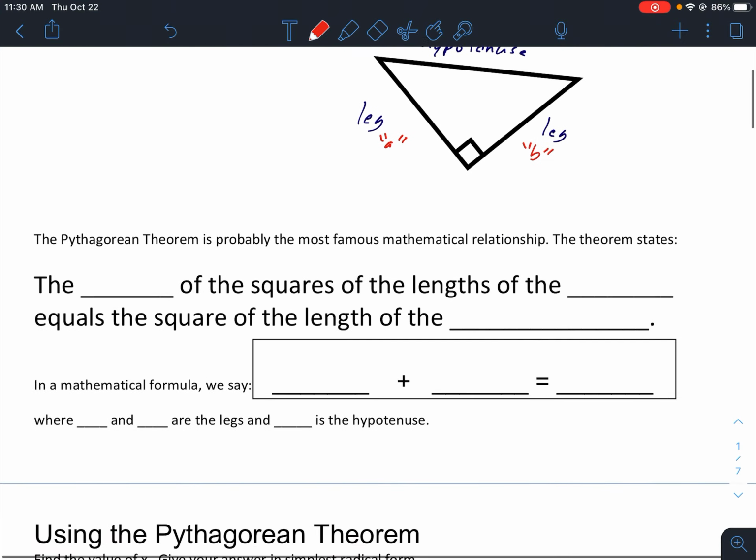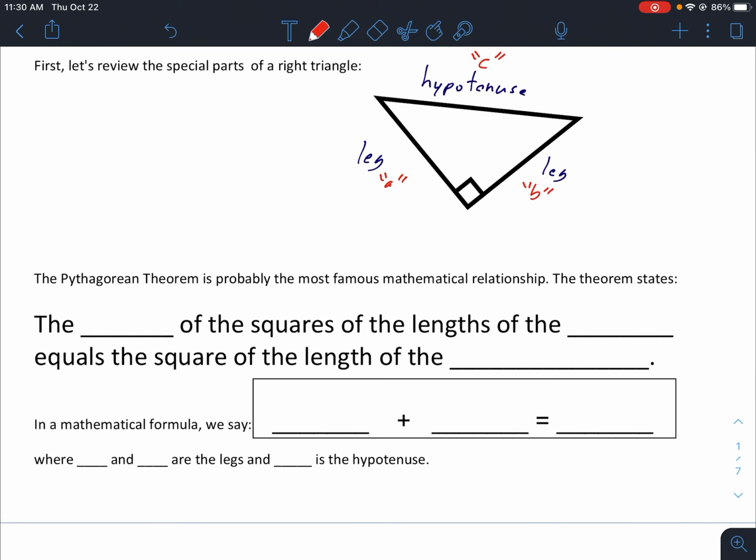The Pythagorean theorem is probably the most famous mathematical relationship. The theorem states that the sum of the squares of the lengths of the legs equals the square of the length of the hypotenuse. So what does that mean? Using our variables, leg squared plus leg squared equals hypotenuse squared. In other words, a squared plus b squared equals c squared. It doesn't matter which of A or B comes first. It does matter that C is by itself, where A and B are the legs and C is the hypotenuse. That's it. That's the lesson for today.